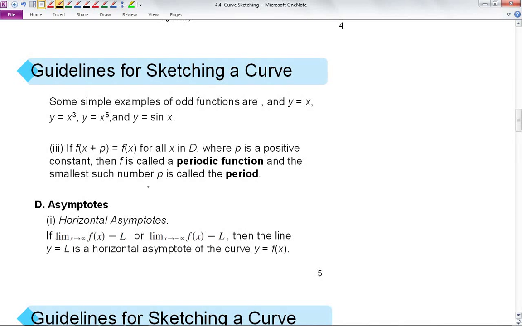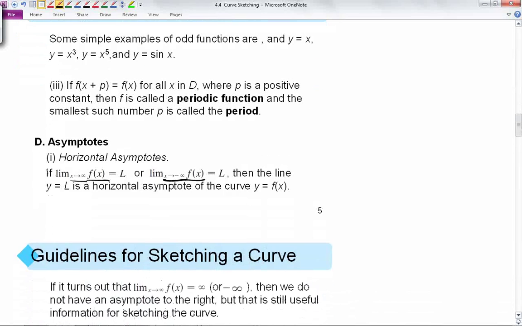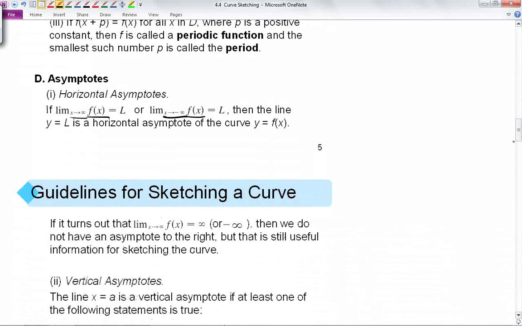Okay, next thing that we look at are asymptotes. Horizontal asymptotes are found by taking the limit of the function as x approaches infinity. That will give us a horizontal asymptote to the right, or the limit of the function as x approaches negative infinity. That will give us a horizontal asymptote to the left. Okay, now if either one of those limits are infinity or negative infinity, then we do not have a horizontal asymptote, but we do know something about the curve.